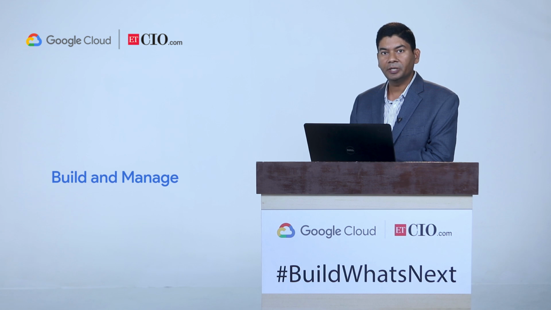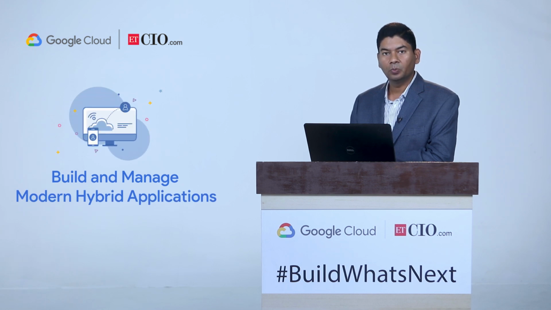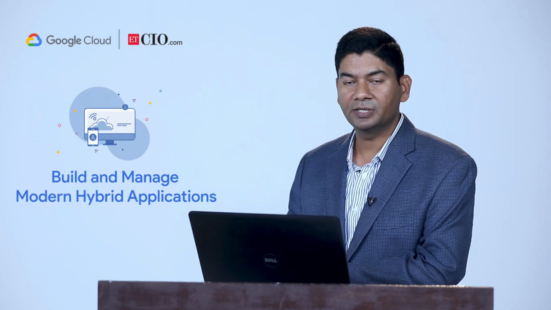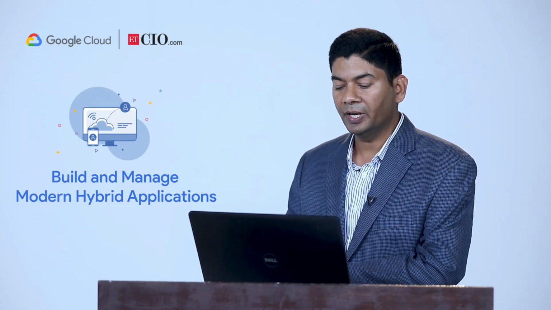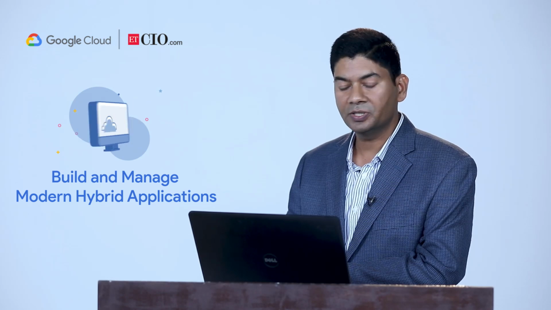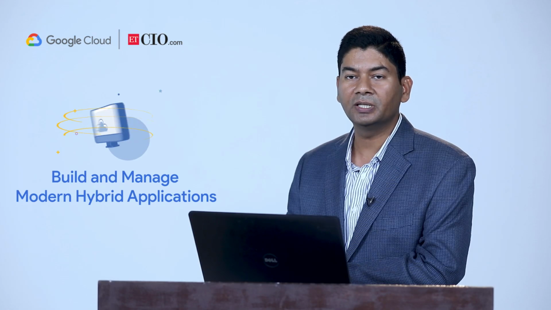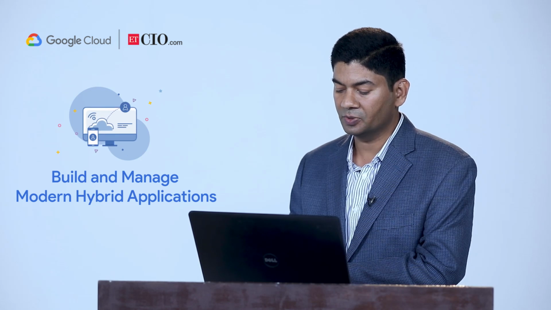But then sometime in 2010, with the advent of the smartphone, we entered the age of the customer, and the power shifted for the first time from the brands into the hands of the customers. But now we are seeing something changing again. We are in a new age, and you can call it the age of automation or the age of prediction. Here, firms are leveraging the increasing amount of data that they have. They are generating analytics and insights from the data and using it to drive algorithms which are changing the way they interact with their customers, and not just customers, some of the other stakeholders as well.